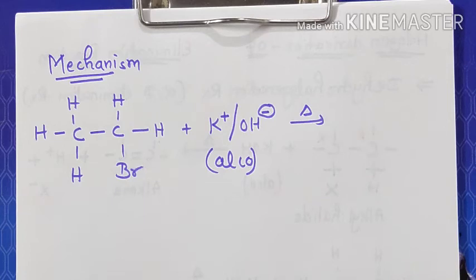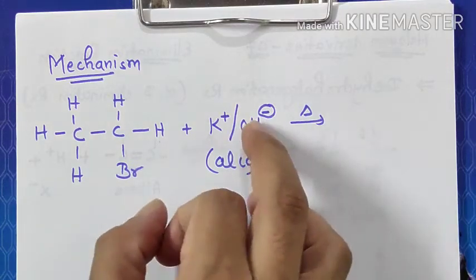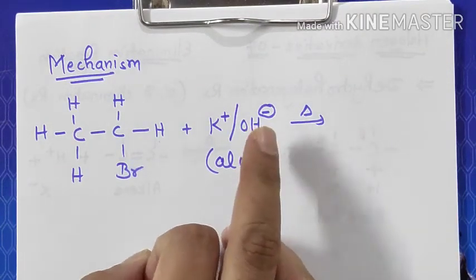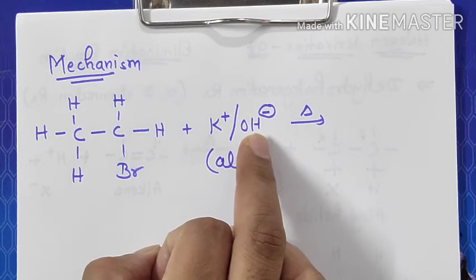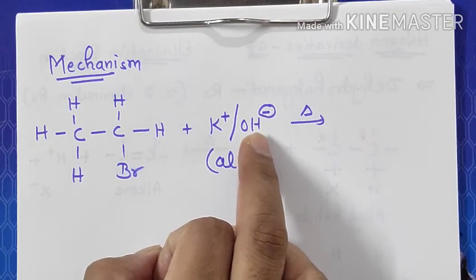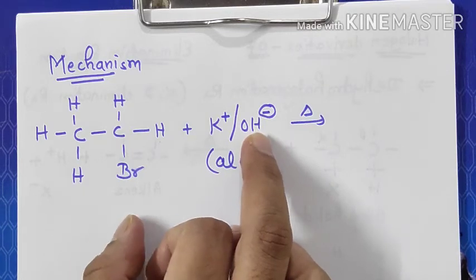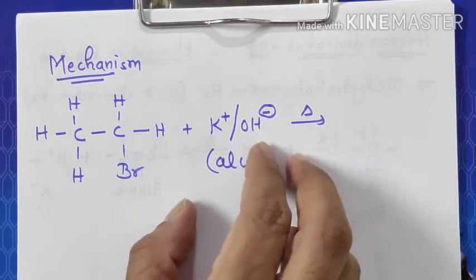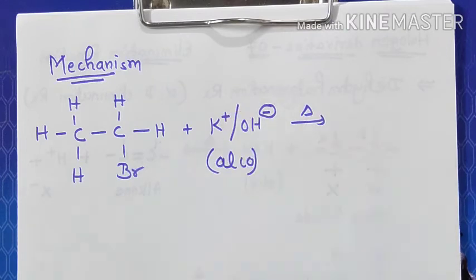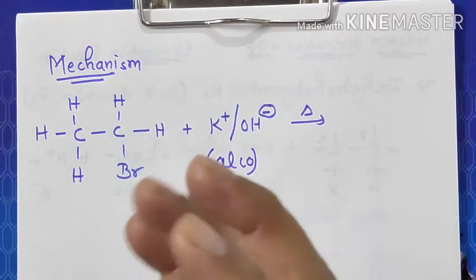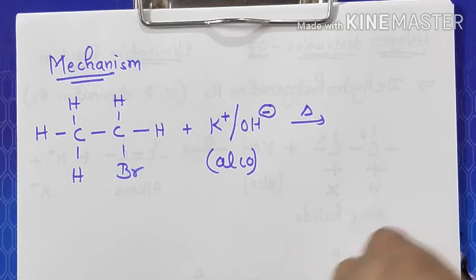When we have seen aqueous KOH, in that case this OH minus acts as a nucleophile, right? But when this OH minus is produced in alcohol, it will not act as a nucleophile, but instead it will act as a base. Understand this, students? It's very important. Here, this OH minus will act as a base. So what does the base do? The base abstracts the hydrogen and it results in the formation of water. So let's see what happened.